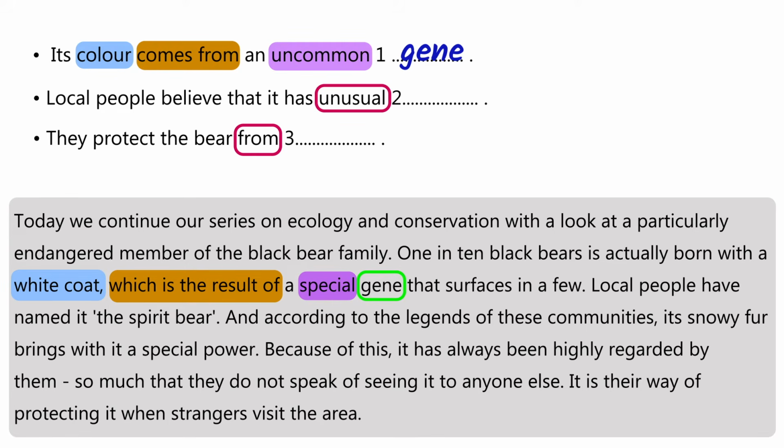Local people, exactly after question number 1, there's question number 2 here. The answer is right here in this sentence.